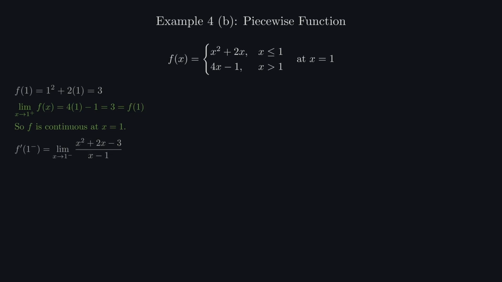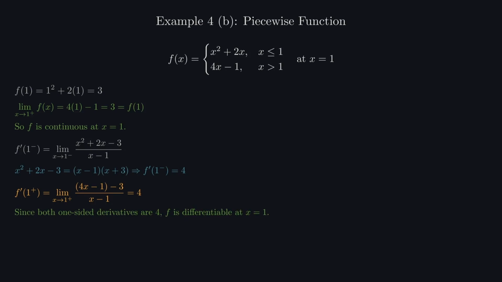From the left, f prime of 1 minus equals the limit as x approaches 1 from below, x squared plus 2x minus 3 over x minus 1. Factor the numerator, x squared plus 2x minus 3 equals x minus 1 times x plus 3. The x minus 1 cancels, and taking the limit gives us x plus 3, which is 4. F prime of 1 plus gives the limit as x approaches 1 from above, 4x minus 1 minus 3 over x minus 1, which simplifies to 4 times x minus 1 over x minus 1, giving exactly 4. Since both one-sided derivatives equal 4, it is differentiable at x equals 1.